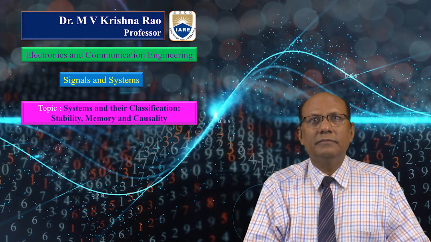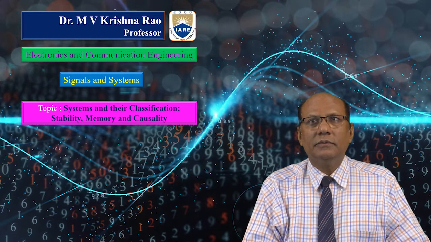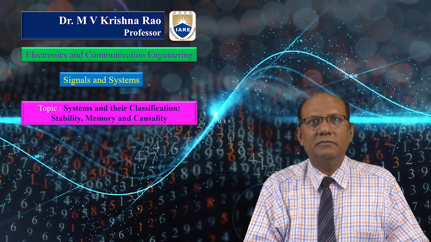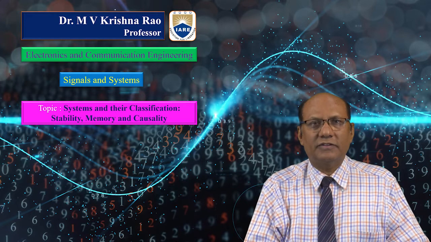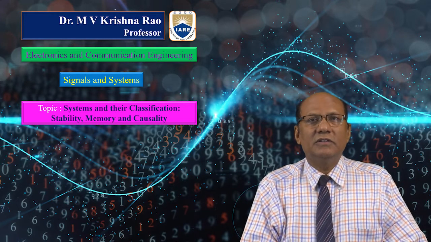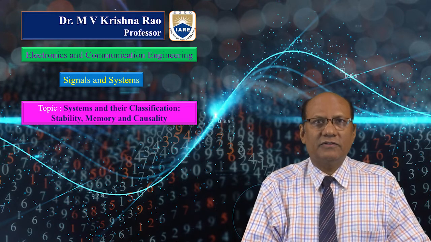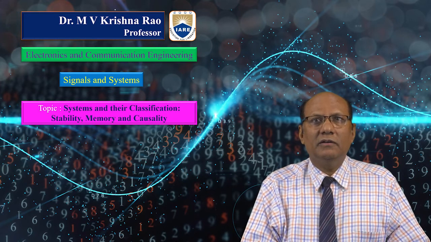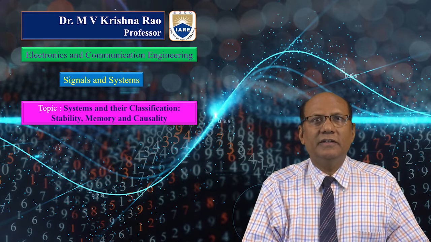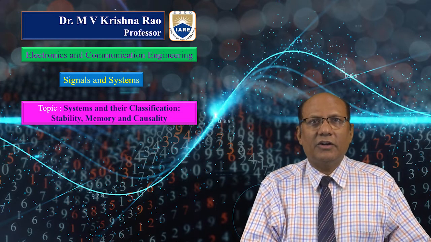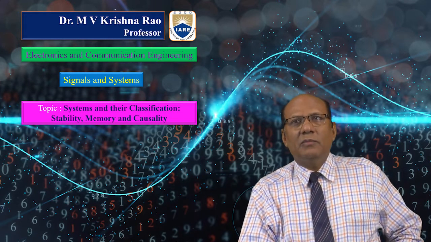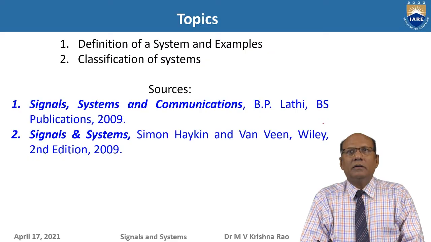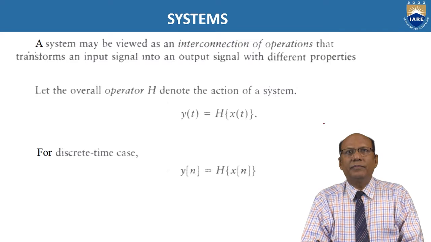So today we are studying about the systems and their classification. First we study about the definition of the system. What is a system? And how the systems are classified based on their attributes, based on their several properties. So that is what we are going to look into today. And these are the sources.